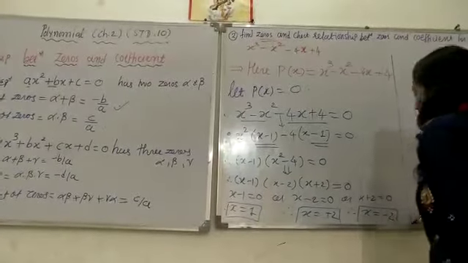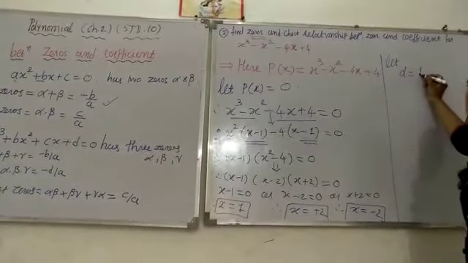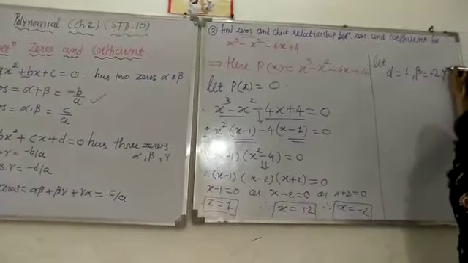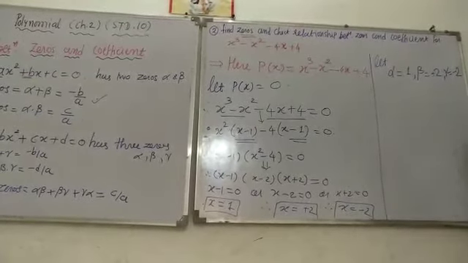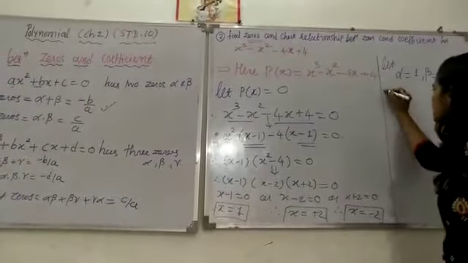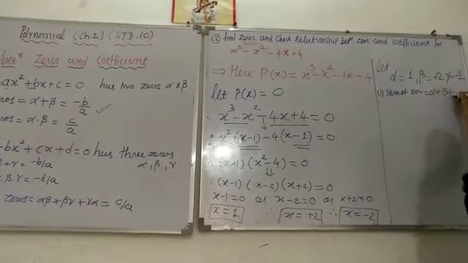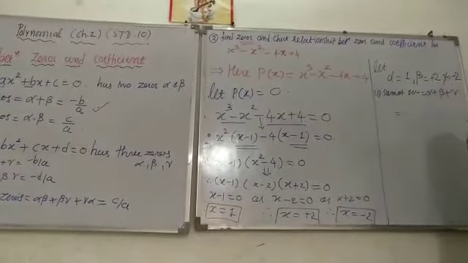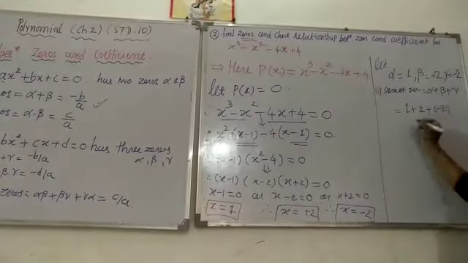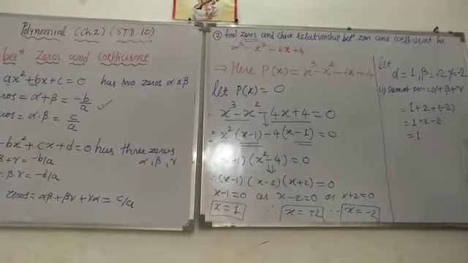Now give them names: alpha, beta and gamma. So let alpha be equal to 1, beta equal to plus 2 and gamma equal to minus 2. Now check the relationship between zeros and coefficients. Your first relationship is the sum of zeros, that means alpha plus beta plus gamma. So what is alpha plus beta plus gamma here? 1 plus 2 plus minus 2, so this is 1 plus 2 minus 2, so this is 1.